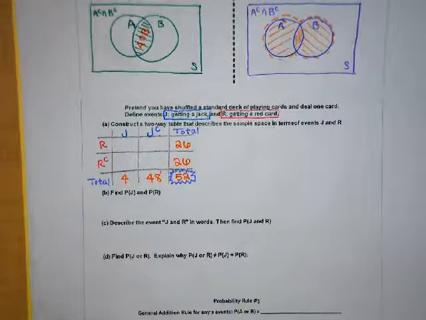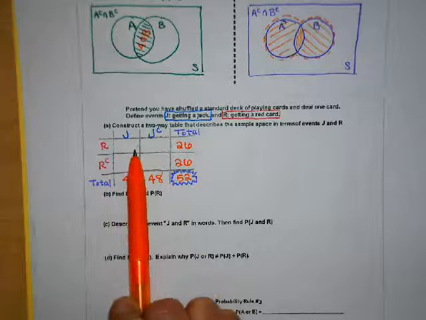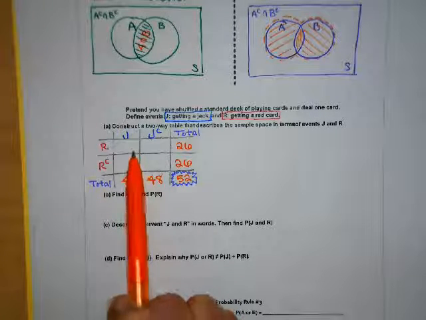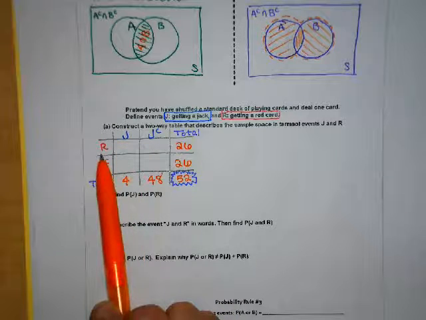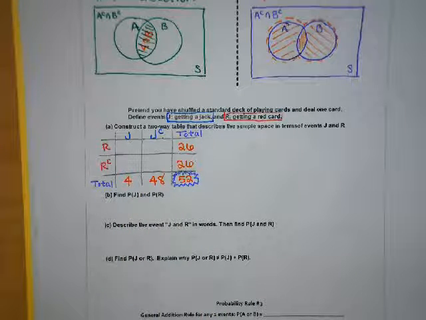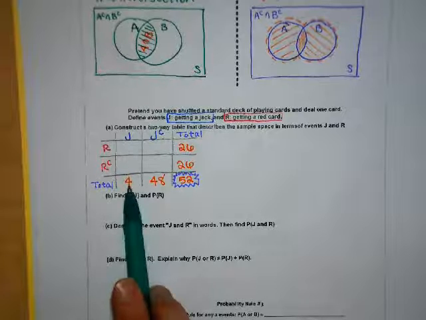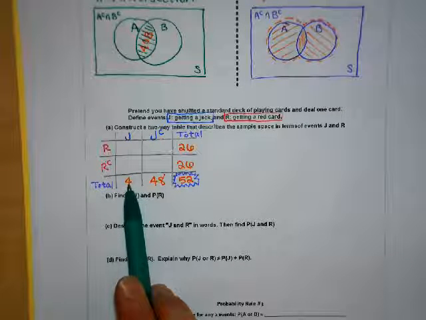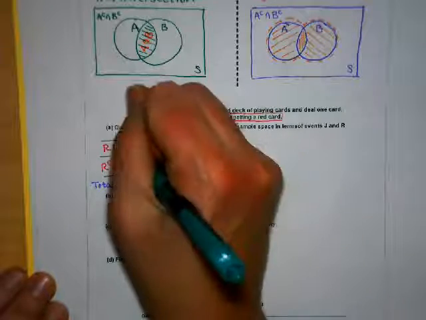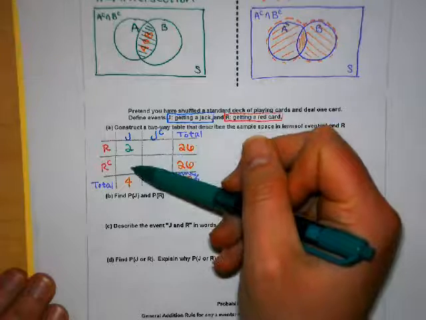So then in this cell, I need to know the number that are jacks and reds. So how many of my jacks are red cards? If we have 4 jacks total, how many of them are red? 2. Thank you. So if 2 are red, that means 2 jacks are not red, right? 2 plus 2 is 4.